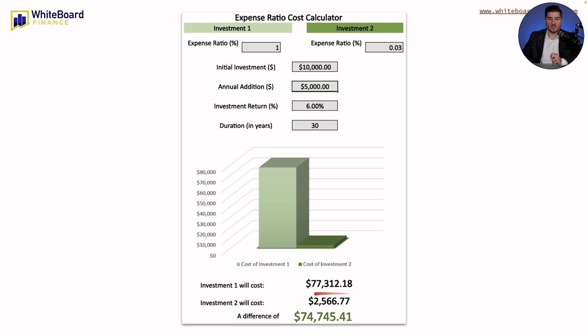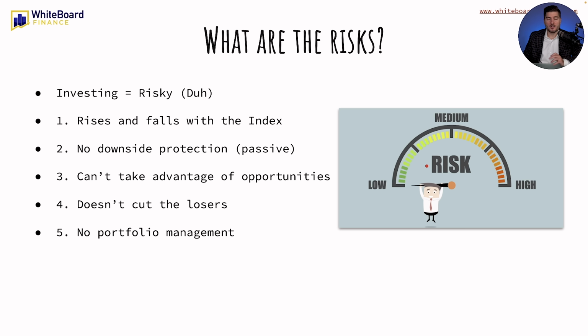So investment one is going to cost you roughly $77,300. Investment two, with the much lower expense ratio, 97 basis points less, is actually going to cost you $2,566. Again, the difference being $74,745. And that's just with an investment of 10 grand plus 5,000 times 30 years with a 6% growth rate. If you invested much more, or if you're much more aggressive, these numbers and this difference is only going to become bigger and bigger.